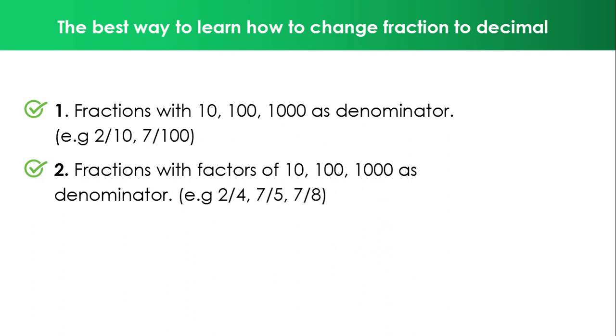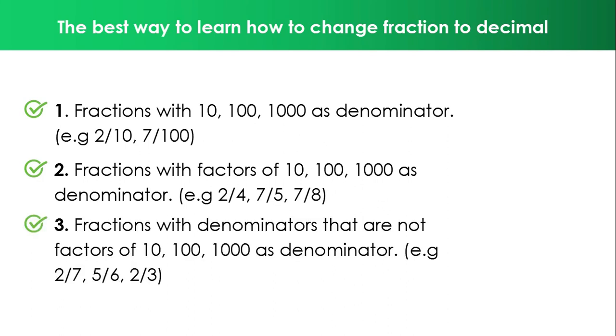The third one is fractions with denominators that are not factors of 10. So we have fractions that have factors of 10, 100 and 1000 as their denominator, and we have fractions whose denominators are not factors of 10, 100 and 1000. We have 2 over 7, for example, because there is no number you can multiply with 7 that will give you 10, 100, or 1000. The same thing with 6: we have 5 over 6 here, and we have 2 over 3 here.